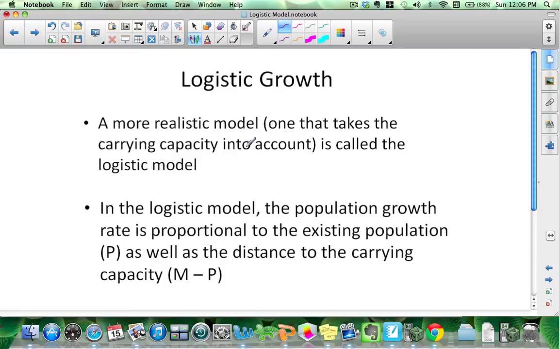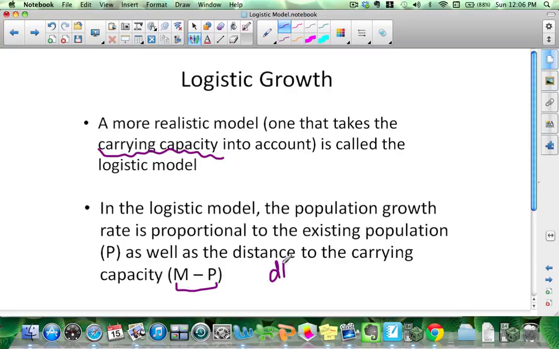So a much more realistic model, one that takes the carrying capacity of an environment into account, is called the logistic model, which is the one that we're going to learn about today. Okay, so the logistic model takes into account the fact that a population cannot just grow unbounded. In the logistic model, the population growth rate is proportional to the population size. Okay, the larger the population is, the more individuals there are for breeding, which means the population is going to grow. But it also takes into account how far away we are from the carrying capacity. Okay, and we're going to call the carrying capacity M.